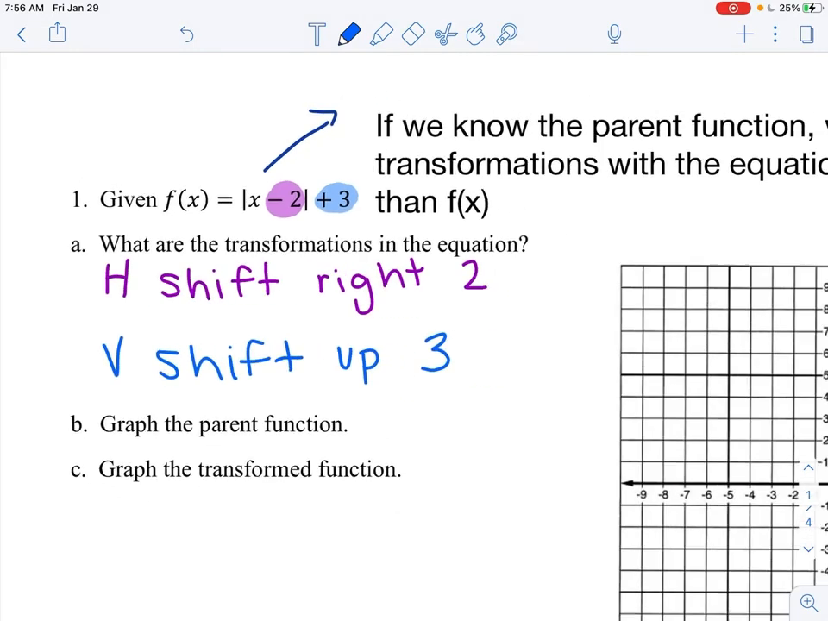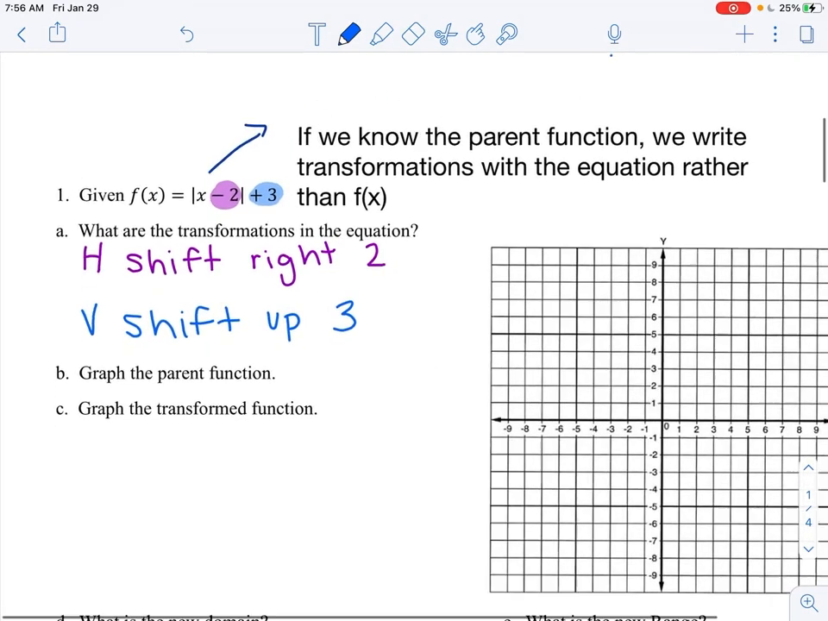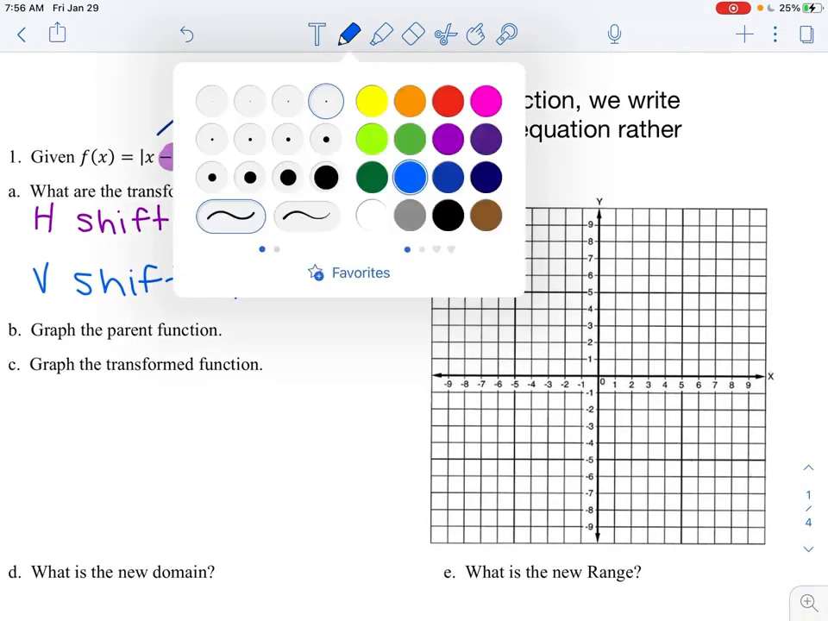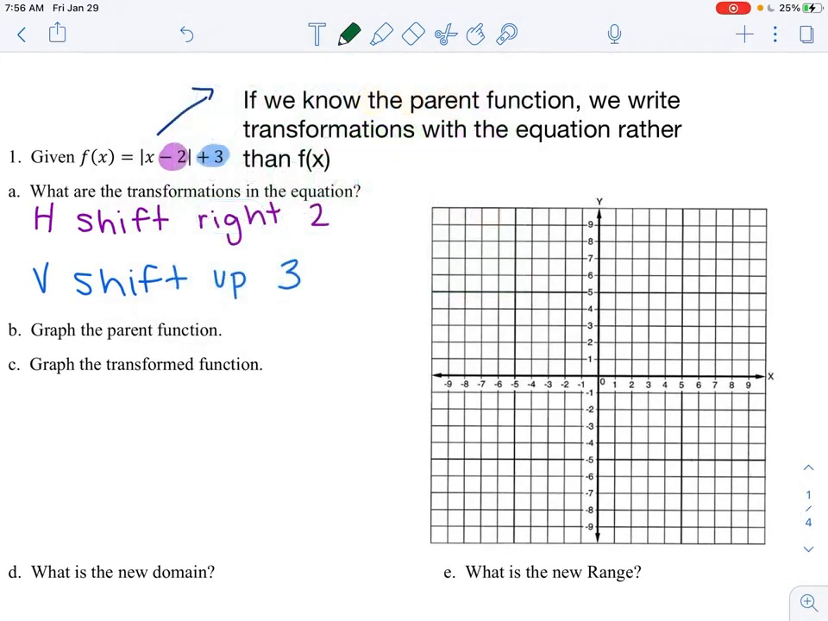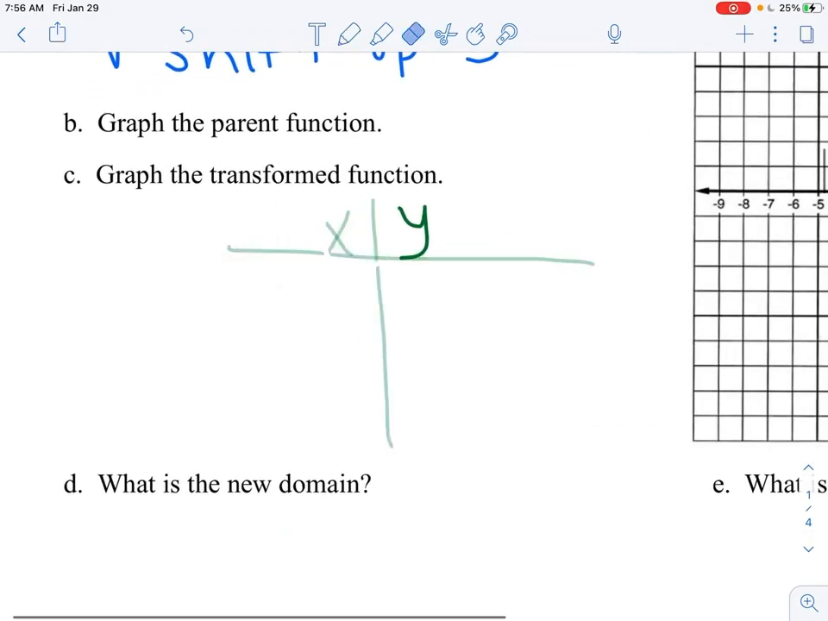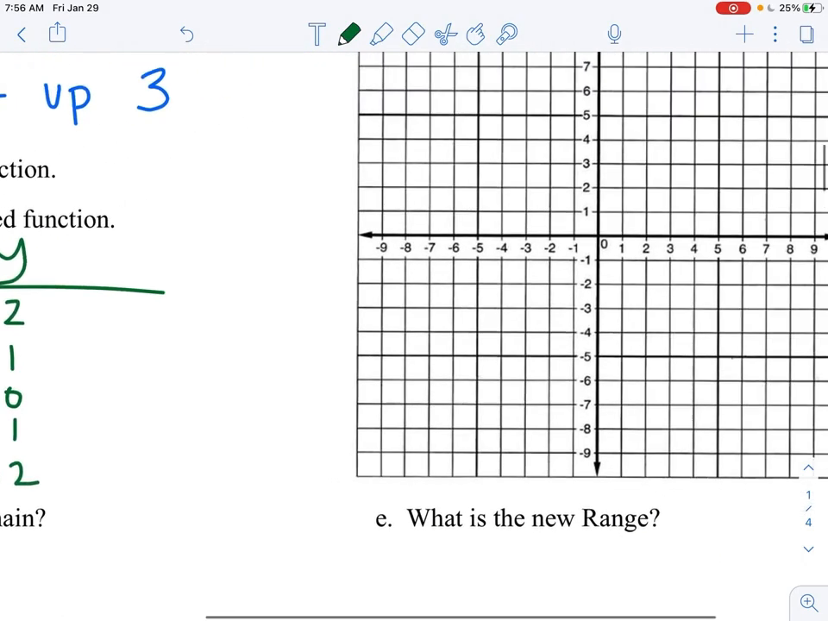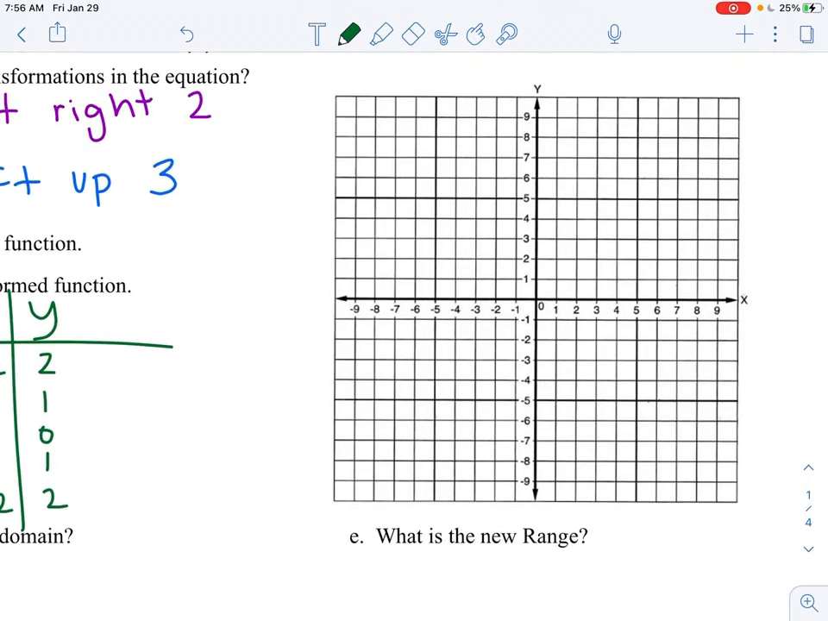Okay, so nothing changed. We just now have an actual function versus f of x. So let's graph the parent function. I'm going to draw our little table so we remember what our x and y values are. I'm going to redraw that, it looks really bad. Okay, x, y: negative 2, negative 1, 0, 1, 2, and y: 2, 1, 0, 1, 2. That is our parent function. So we have the points plotted.